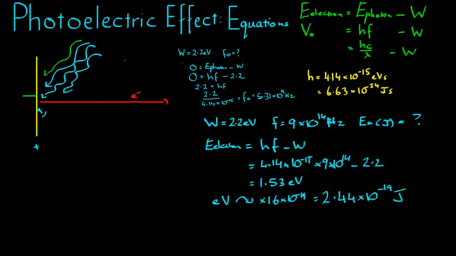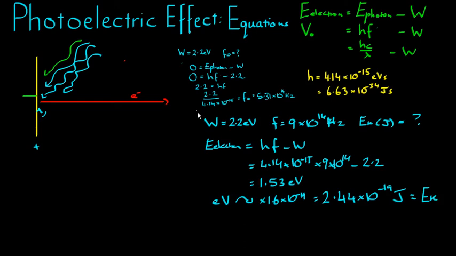So if I shine light of frequency 9 times 10 to the 14 hertz upon a metal with work function 2.2 electron volts, the kinetic energy in electron volts of an electron that pops off is 1.53, and the electron energy in joules is 2.44 times 10 to the negative 19 joules. And I should mention again, this is kinetic energy in that electron.